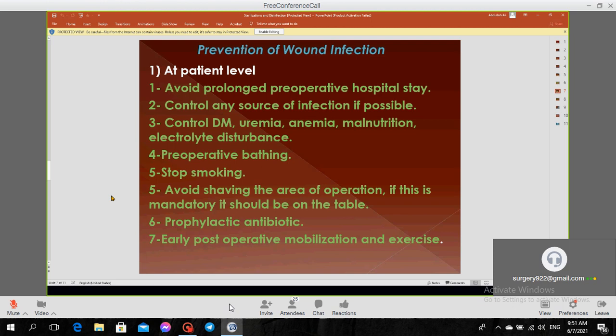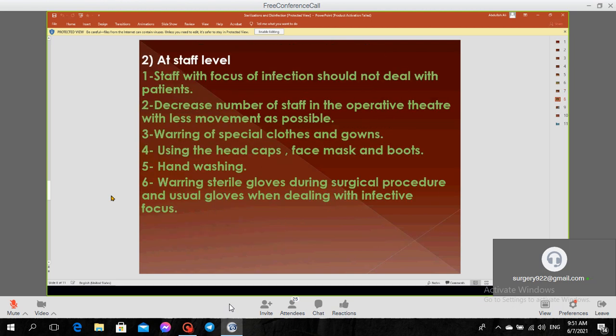The other level we should work at is at the staff level. Staff with focus of infection should not deal with patients. If you have a nurse or a doctor or an anesthetist with chest infection, with a source of infection, you should give him a sick leave, or give him a job away from the patients. The second point is very important. Decrease the number of staff in the operative theater with less movement as possible.